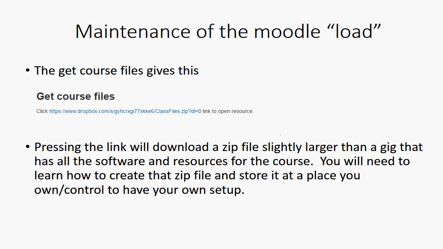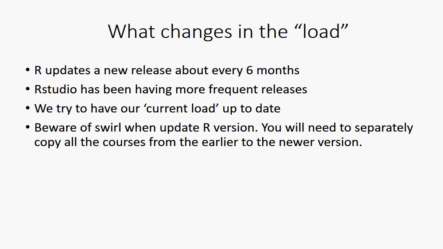And looking at this slide, you'll see that where I put them is on my own Dropbox account. So let's go to the next link. I think we'll talk about where you end up putting them and what changes in these files. In the files we download, you have a current version of R, and since R is getting updated approximately at 6 month intervals, you need to create a new load about every 6 months or so.